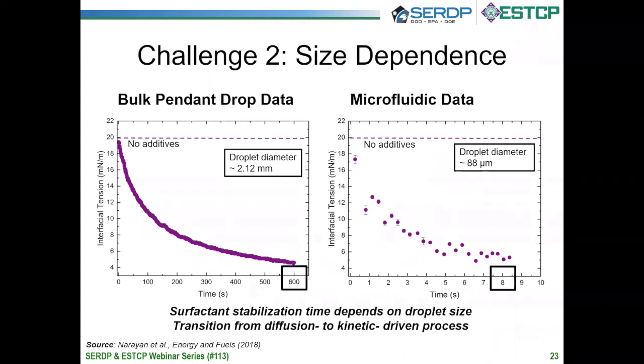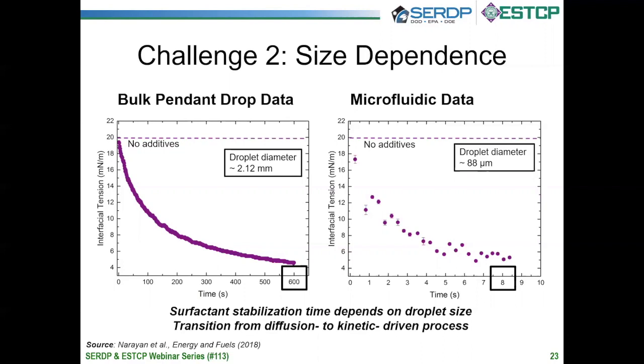If you take a drop that's on the order of around 2 millimeters in size, which from the surfactant perspective is a relatively flat interface, the surfactant will go to the interface and drop the interfacial tension value from around 20 millinewtons per meter to around 5 in the course of about 10 minutes. That same system, if you perform experiments on around a 90 micrometer droplet, will also drop the interfacial tension value in that same range, but on the order of just a few seconds.